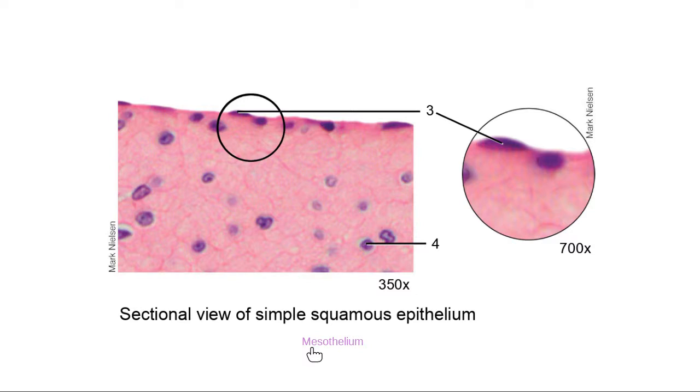And the other name which you need to know is the simple squamous epithelium in the wall of blood vessels. In the wall of blood vessels, we call it endothelium. So endothelium and mesothelium are both names of simple squamous epithelium.